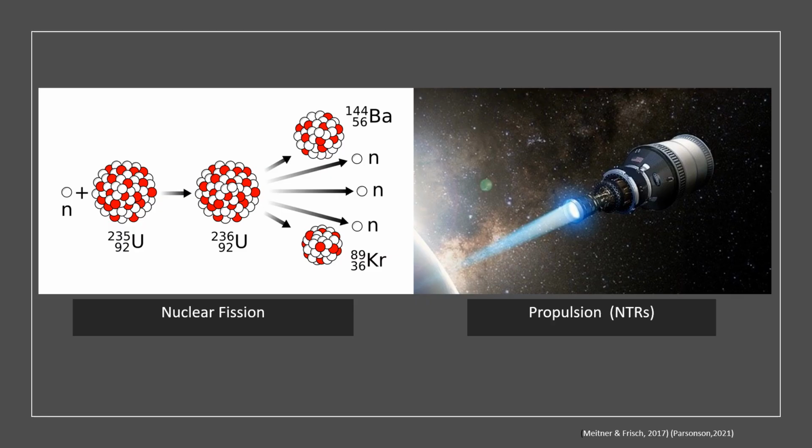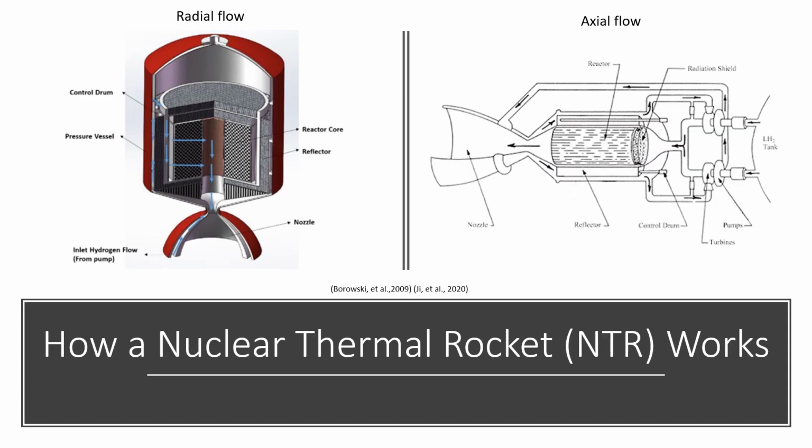Now, a nuclear thermal rocket uses nuclear fission, which is the separation of uranium atoms to create heat energy. That heat energy is then transferred to a medium. The medium then goes on to generate propulsion. So we can think of an NTR as essentially a heat exchange engine. It uses hydrogen as the medium for heat exchange. On this slide we can see two examples of NTR design, a radial flow and an axial flow. Where the two differ is the flow path of the hydrogen through the reactor core. But essentially they generate propulsion in very similar ways.